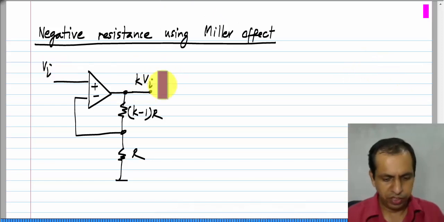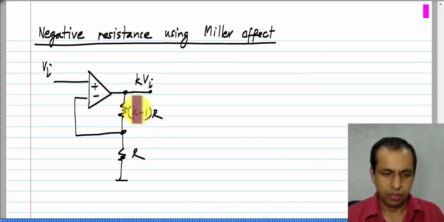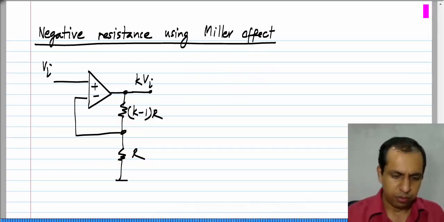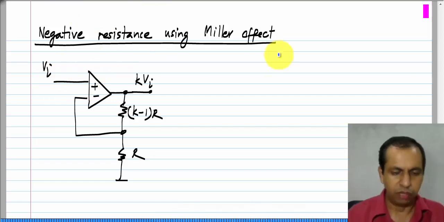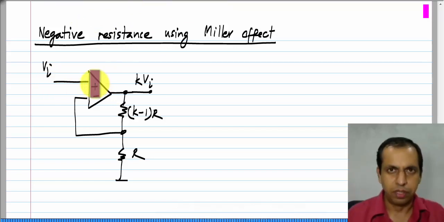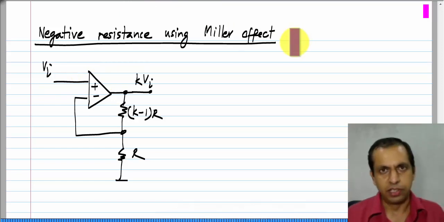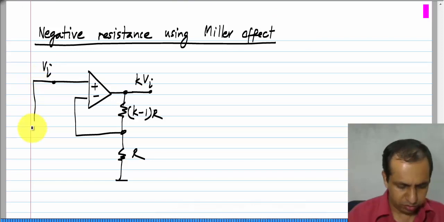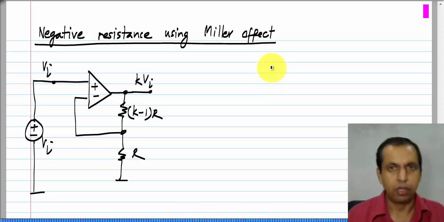If the input is Vi, the output will be kVi because of this resistance ratio. Okay, it's 1 plus the upper resistance divided by the lower resistance. Now, of course, in this condition, no current flows into the op amp. So, the input resistance of this circuit is infinity. Let me show the voltage source explicitly.